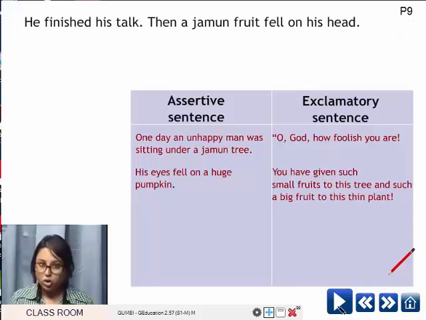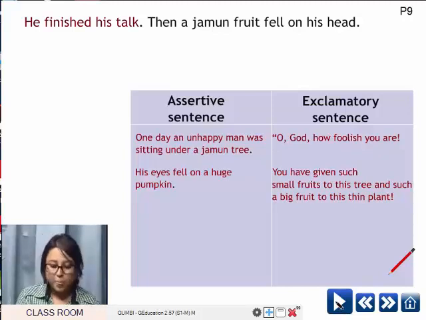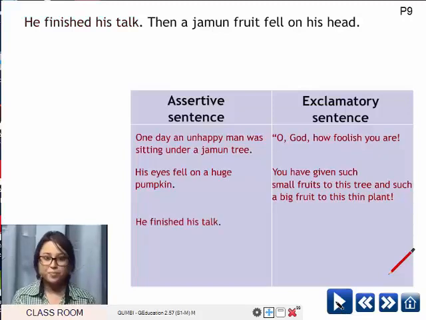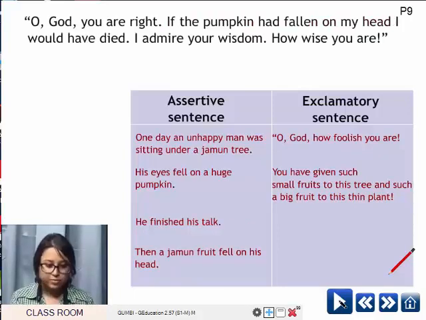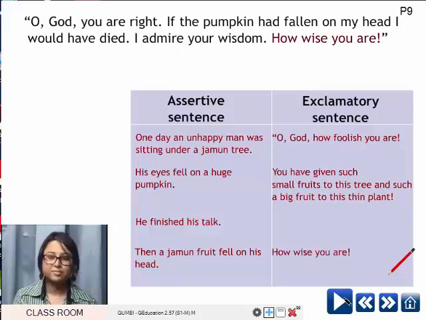He finished his talk, then a jamun fruit fell on his head. At the end of both these sentences, there is a full stop. So, assertive sentences. Oh God, you are right. If the pumpkin had fallen on my head, I would have died. I admire your wisdom. How wise you are. Exclamation mark. So, exclamatory sentence.